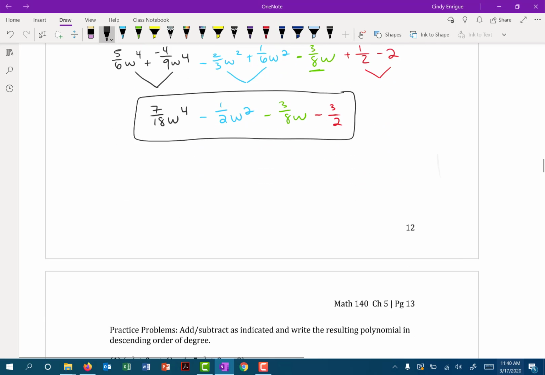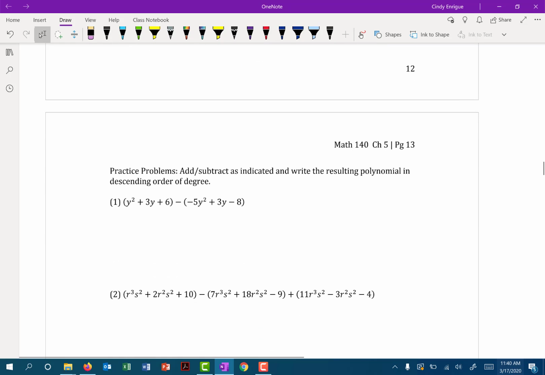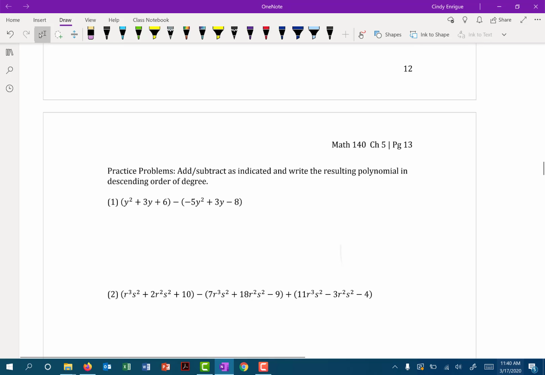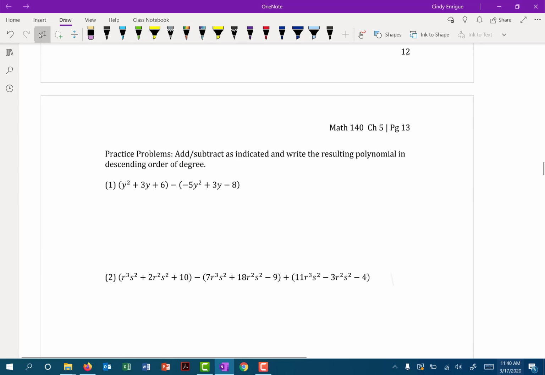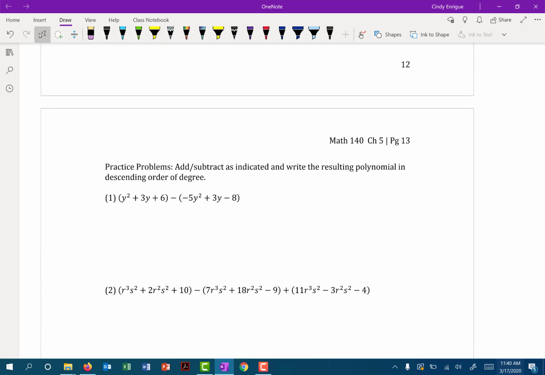So keep going on. We have some practice problems. I'm not going to worry about those. You are going to have plenty of problems to do on your homework. And so that's going to be the end of section 5.3.